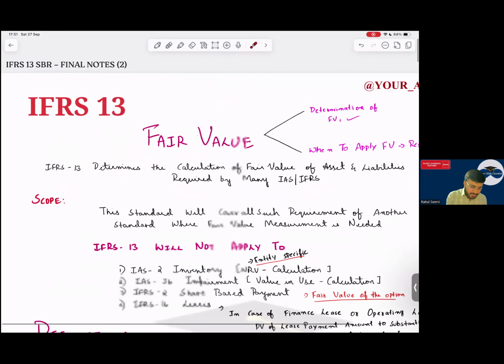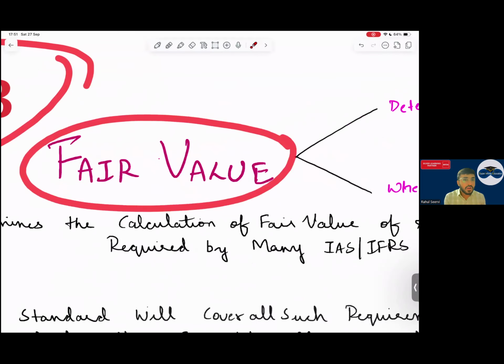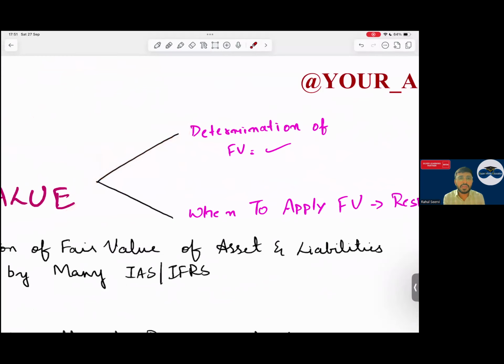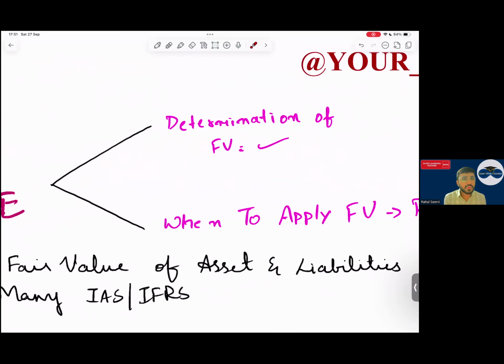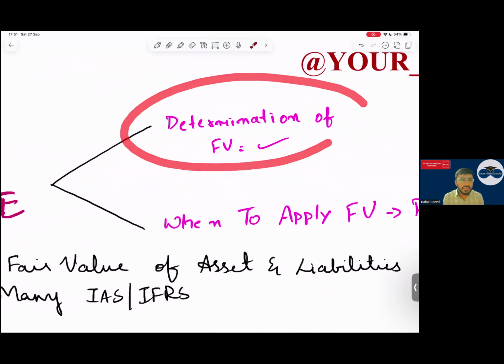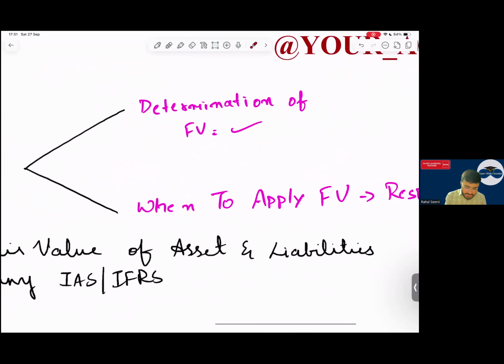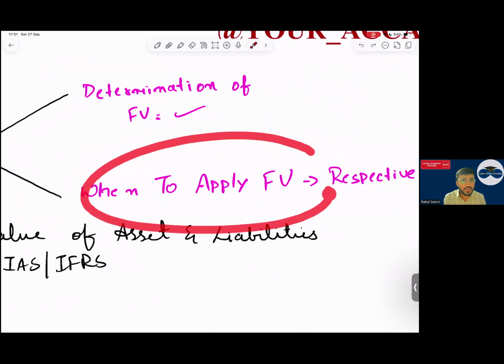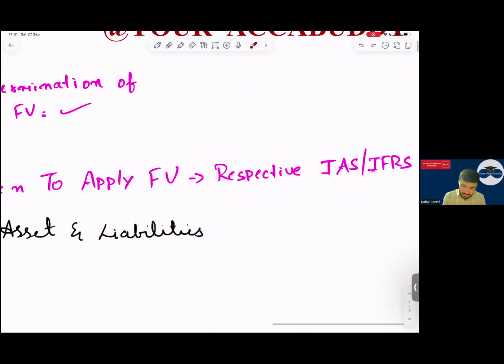Chalo, IFRS 13, fair value, a very important topic. Now this standard will only teach the determination of fair value. How should we calculate the fair value? Because we have seen a lot of standards where we use the concept of fair value. So this standard will teach the calculation of fair value. Will this standard teach when to apply fair value? No. That we will cover under the respective IAS and IFRS.